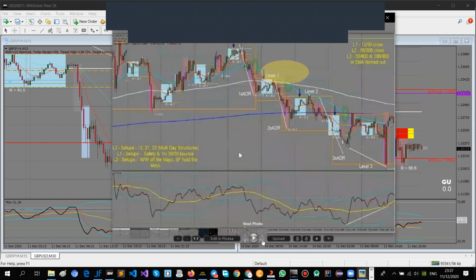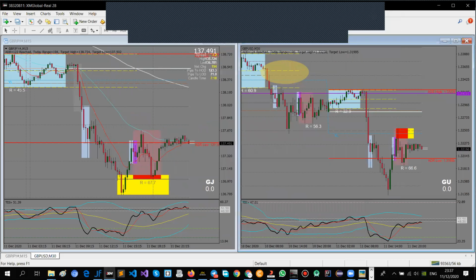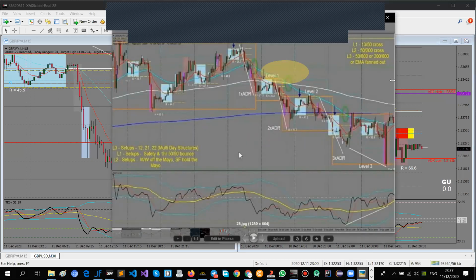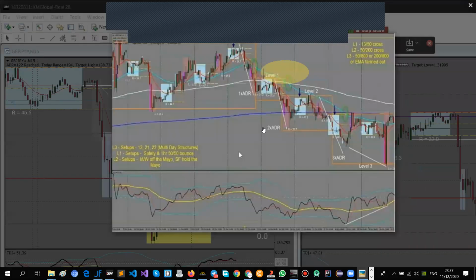Let's move on. So this is the overview of counting levels. Let me maximize it.